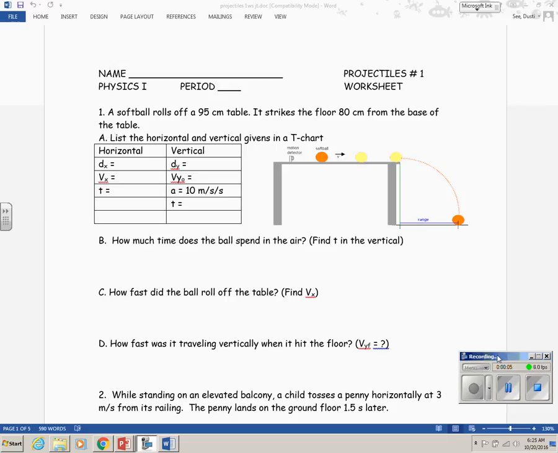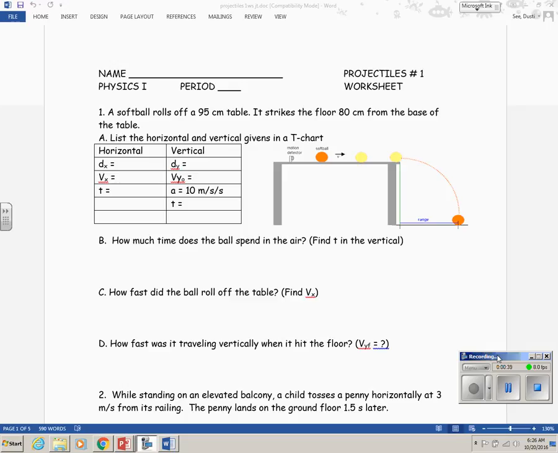All right, ladies and gentlemen, you should have your projectiles number 1 worksheet, and we're going to talk a little bit about problem number 1. I want you to go through this with me, and then after we do problem 1, I'm going to let you go on your own. You should complete as much of the T-charts as you can by identifying information in the questions, and then you should go back to look at which formulas you should be using to solve for what.